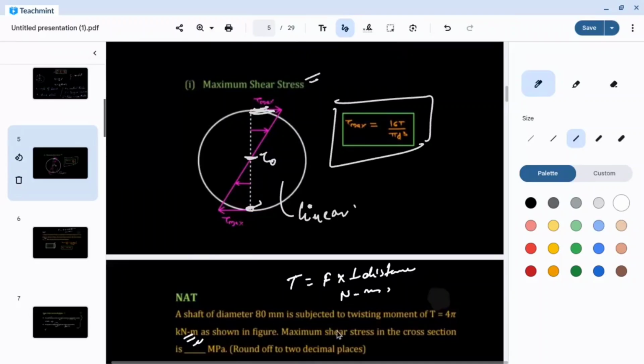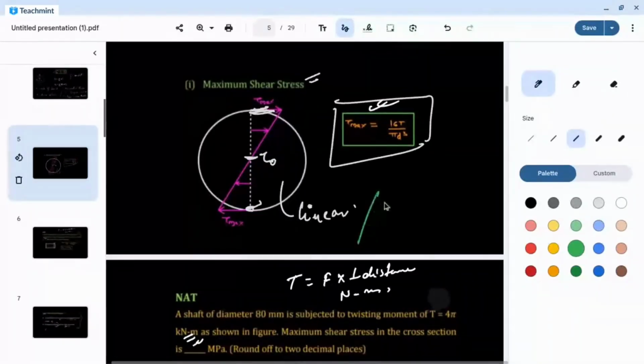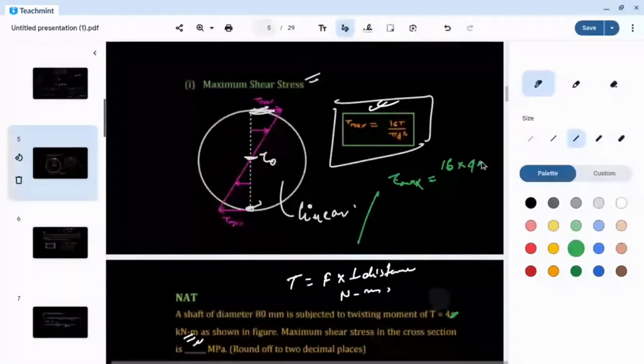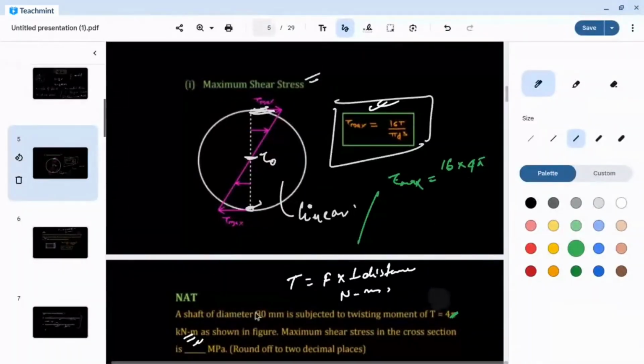The maximum shear stress formula is tau max equal to 16T divided by pi d cubed. So tau max is equal to 16 into T, and the value of T is 4 pi kilonewton meter.